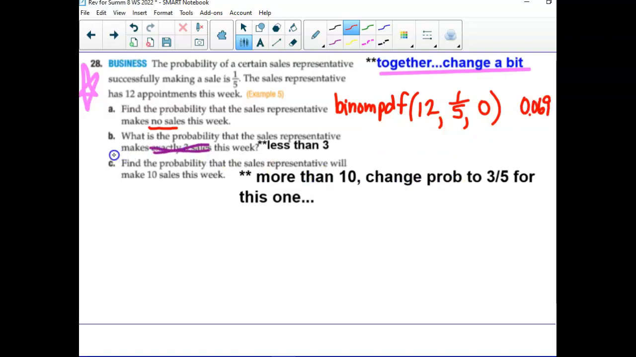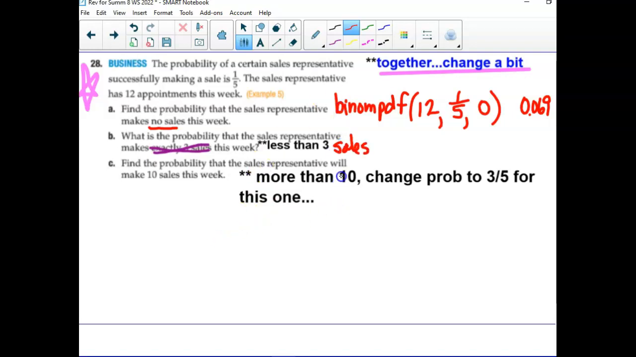Okay, I would like to change part B. Everybody with me? Can you change part B to be more like on the quiz? It would say, what is the probability that the sales rep makes less than 3 sales this week? Less than 3 sales. Okay.